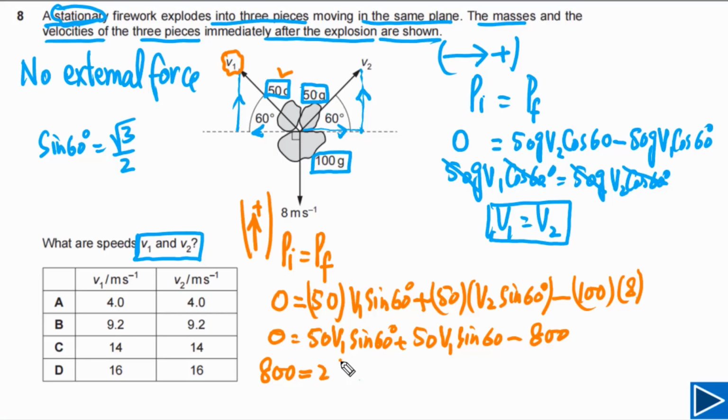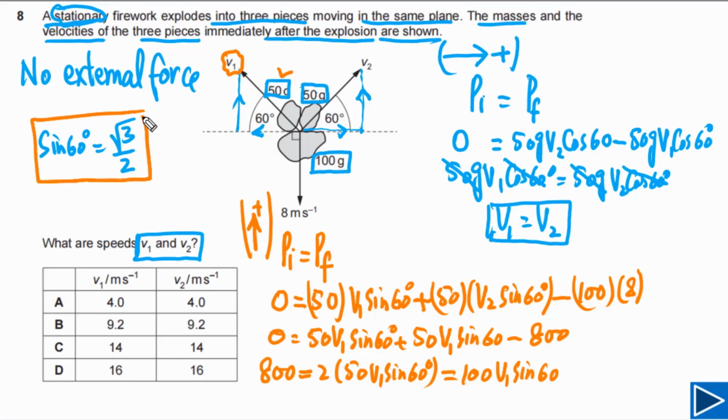So we can say 2 times 50 V1 sine of 60 degrees. Simply we can say this is equal to 100 V1 sine of 60 degrees. But we need to understand sine of 60 degrees is equal to root of 3 by 2. So we can write down here this is 100 times V1 root of 3 by 2. And this 2 we can cancel with this one. So we got 50 here.